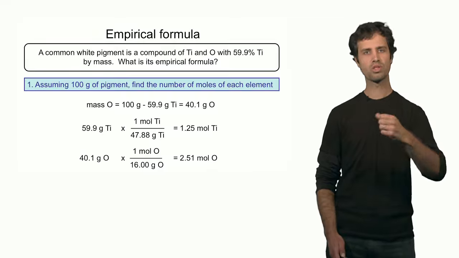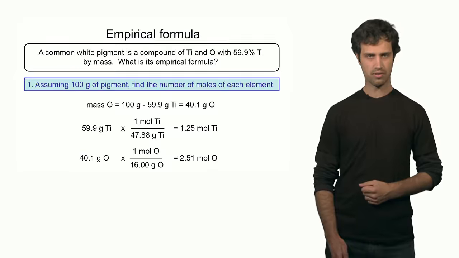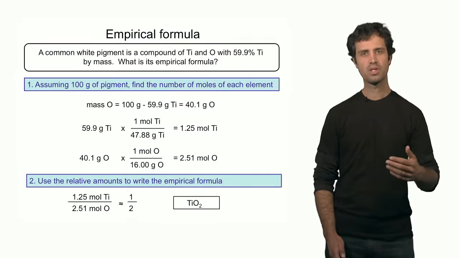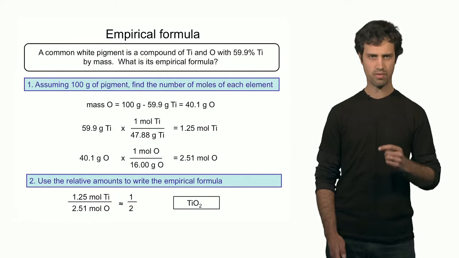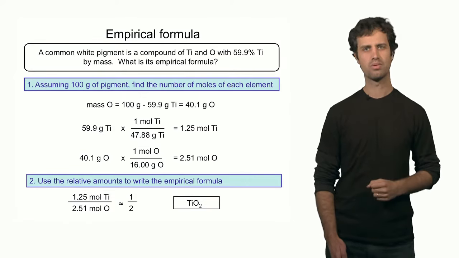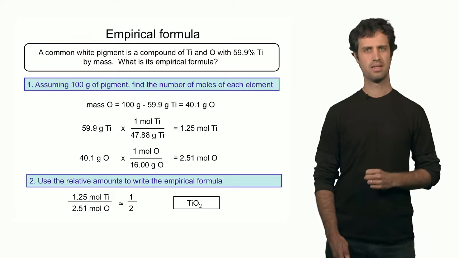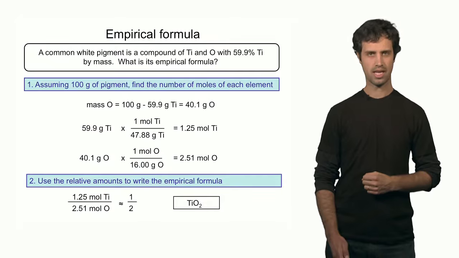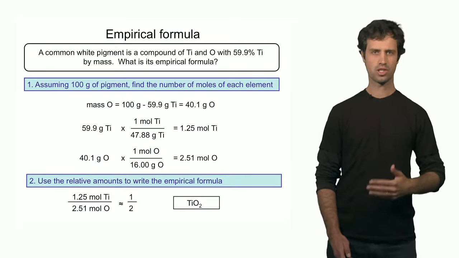So I have the amount of moles of titanium and the amount of moles of oxygen in 100 grams of the compound. Now the ratio between the two is 1.25 divided by 2.51, which equals approximately 1 over 2. So for each titanium atom, I have 2 oxygen atoms, which means that the empirical formula is Ti1O2. Combustion analysis is a useful way to determine the empirical formula of hydrocarbons.